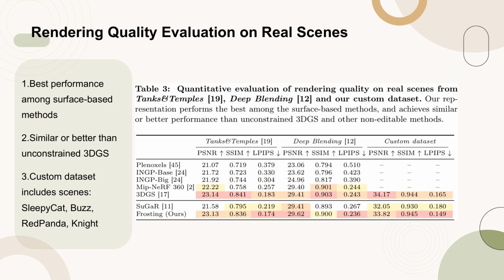Table 3 presents a quantitative evaluation of rendering quality across real scenes from Tanks and Temples, Deep Blending, and a custom dataset. Our representation, frosting, demonstrates superior performance among surface-based methods and maintains competitive results against unconstrained 3D Gaussian splatting and other non-editable methods. The custom dataset comprises 4 scenes captured casually with a smartphone: Sleepy Cat, Buzz, Red Panda, and Night. This evaluation underscores frosting's efficacy in handling diverse real-world scenarios, showcasing its ability to deliver high-quality renderings even in complex and varied lighting conditions.